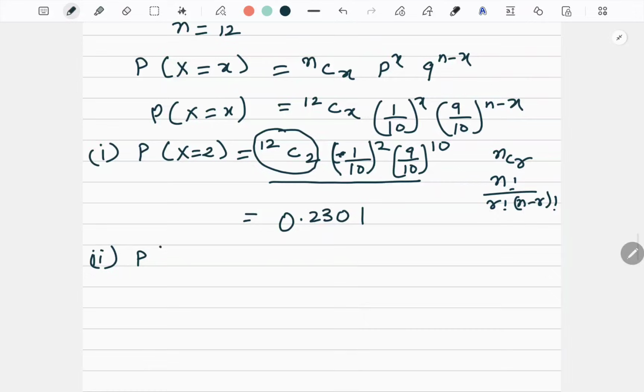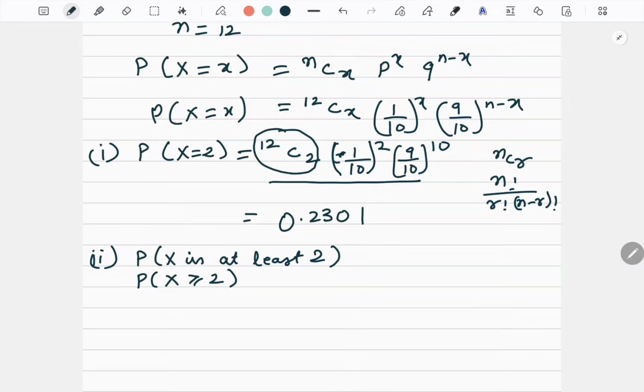Now the second question says find the probability for at least 2 defective. So probability for x is at least 2 defective. Now what is the meaning of at least? At least means 2 is okay, 3 is okay, 4 is okay, 5 is okay, up to 12 everything is okay. But the minimum is 2. Right? So basically I am asking you the probability for x is greater than or equal to 2. So it is from 2 to 12.